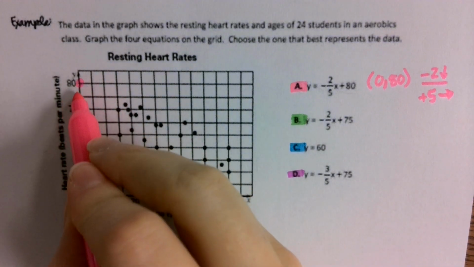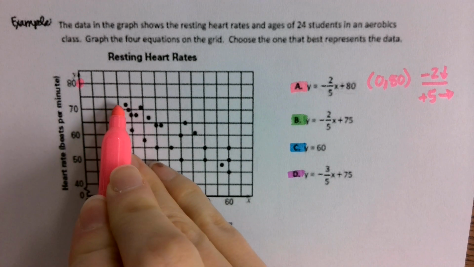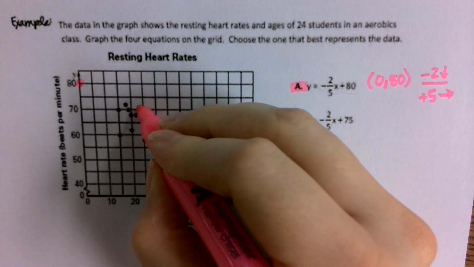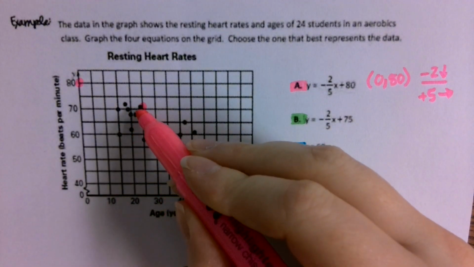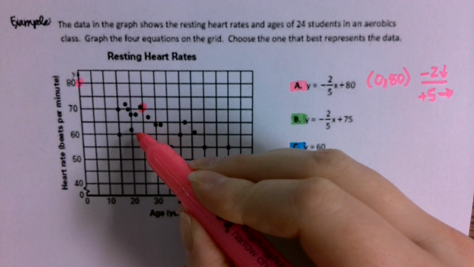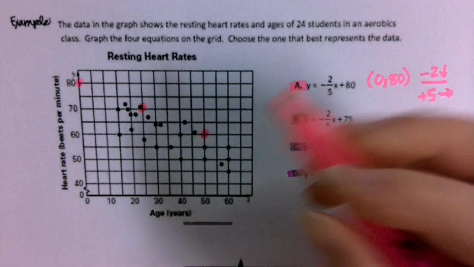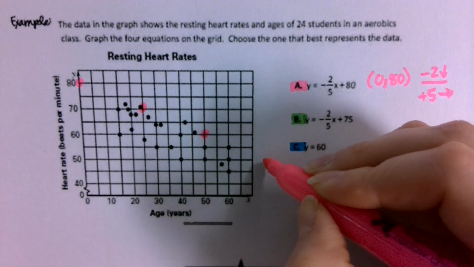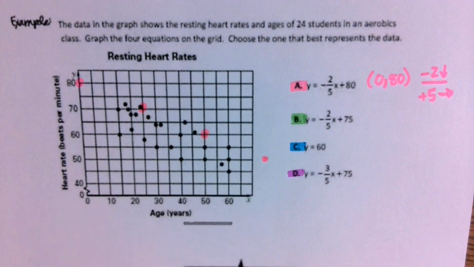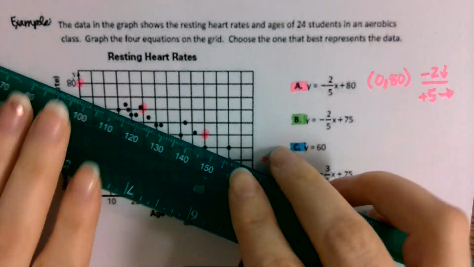So I can go 2 boxes down, and I can go 5 boxes to the right. 1, 2, 3, 4, 5. Here's where a point would be plotted. I can count 2 down again, and then 5 to the right. And I can keep on with that trend. 2 down, 1, 2, 3, 4, 5 would be off the graph a little bit. Okay, so I have this as my line that I've created.